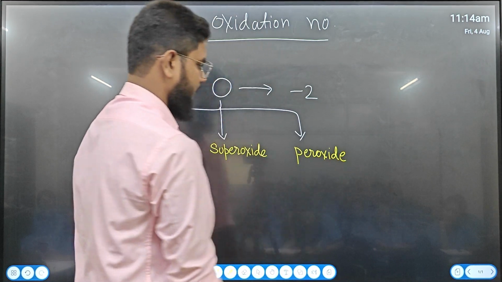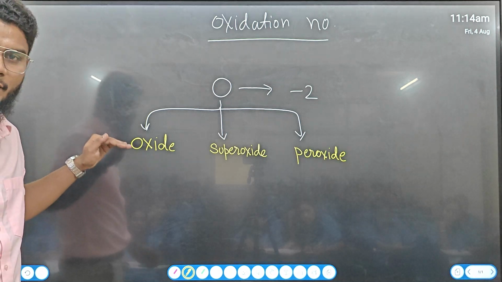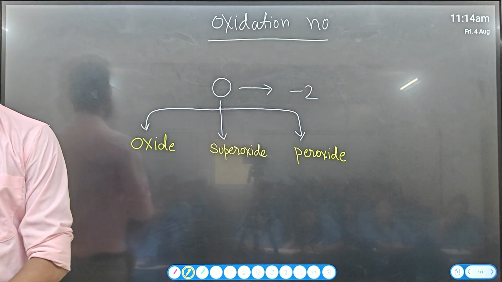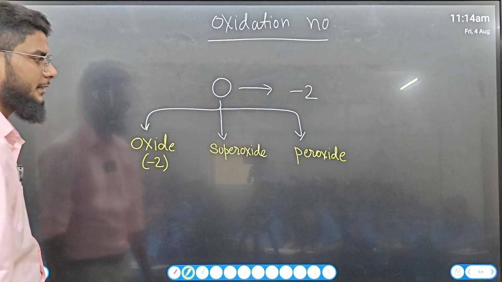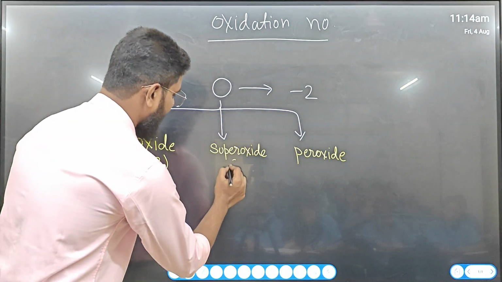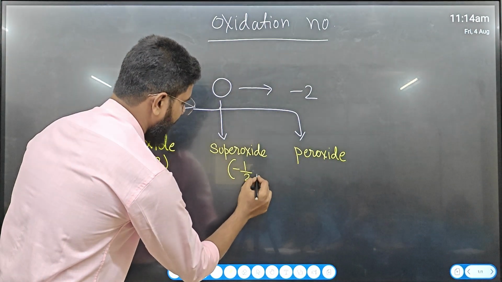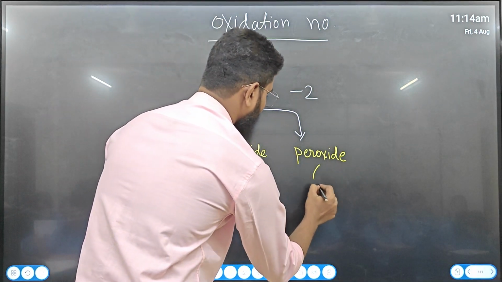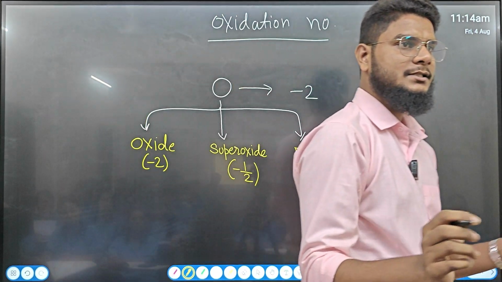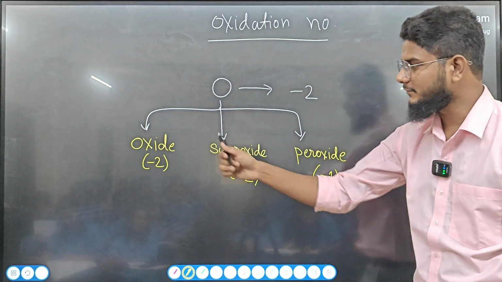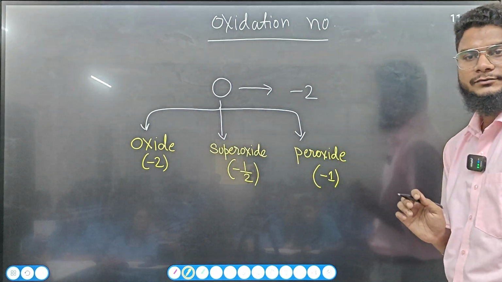Okay. In case of oxide, you have the charge -2. In superoxide, you have charge -1/2. And in peroxide, -1. How do you identify whether it is oxide, superoxide or peroxide?